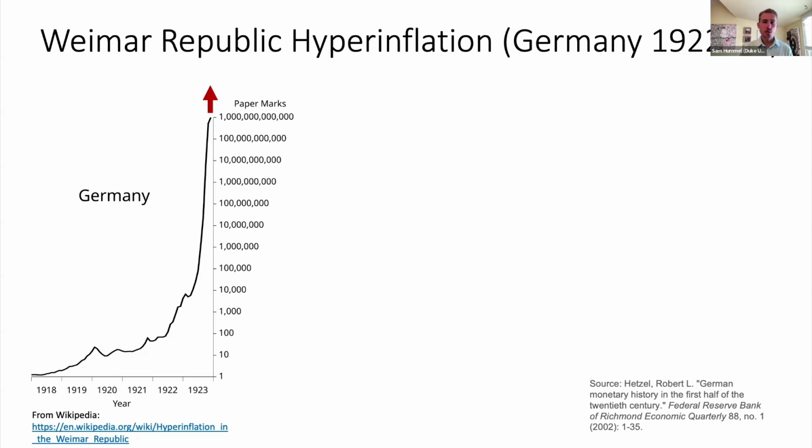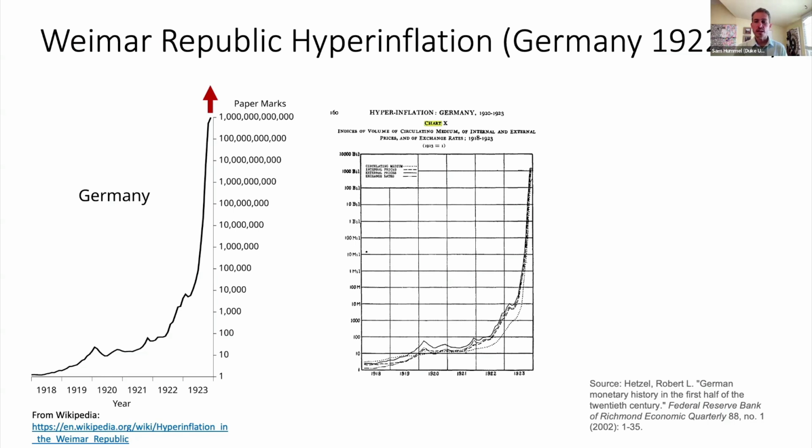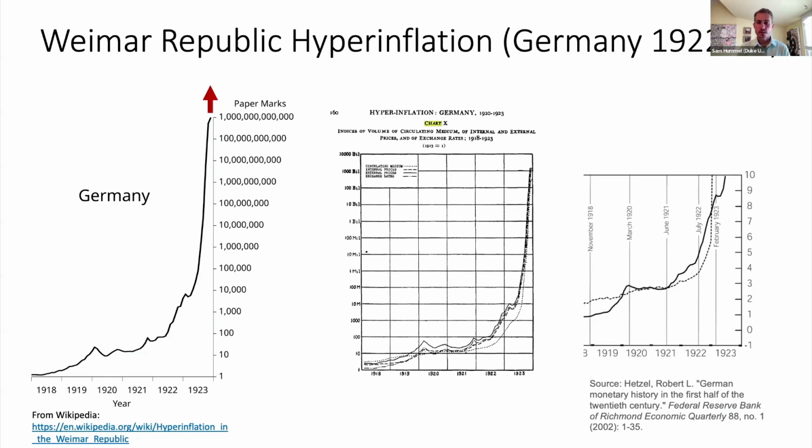The chart ends while it's still going up. Why wouldn't it show us the end of the hyperinflation? And it's not just this chart that's on Wikipedia, it's everywhere you look. This is 3 different sources of the hyperinflation in the Weimar Republic, and they all end with the inflation still going off the charts.